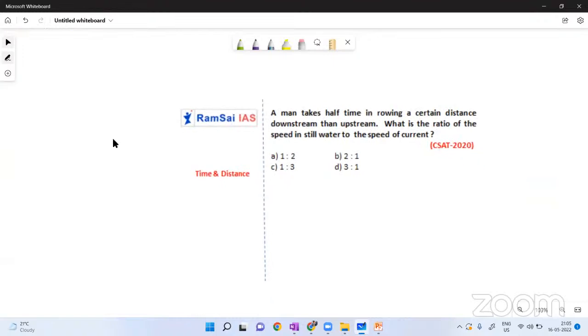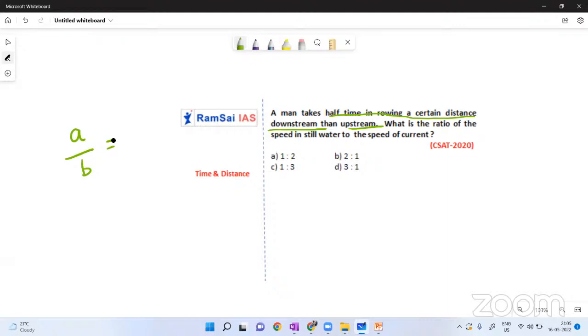A man takes half time in rowing a certain distance downstream than upstream. So what is the ratio of the speed in still water to the speed of current? So we know that U plus V, which is nothing but A. Okay, wait. Before going with this, I'll just explain you the ratio of the two currents. The man takes half of the time rowing certain distance downstream than upstream. So can I write it as 2 is to 1 or 1 is to 2?